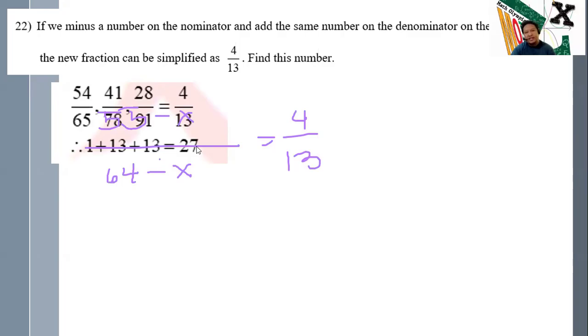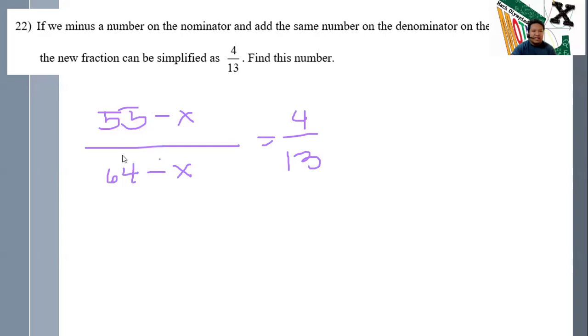But again, it's actually better for us to deal with this as a fraction, or as much as possible, as algebra. So we can do cross multiplication again. After we do the cross multiplication, we'll be having 55 times 13. No, this is plus in the denominator, right? We'll be adding the same number in the denominator. So you'll be having 55 times 13.